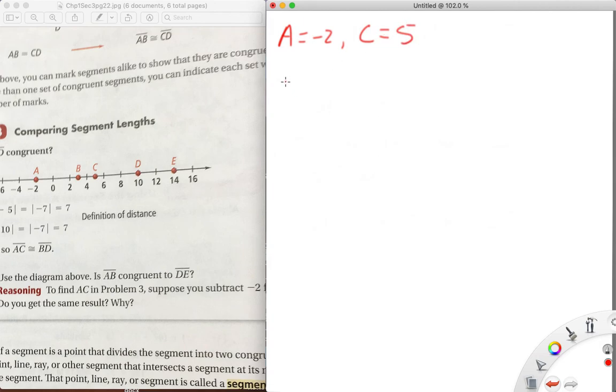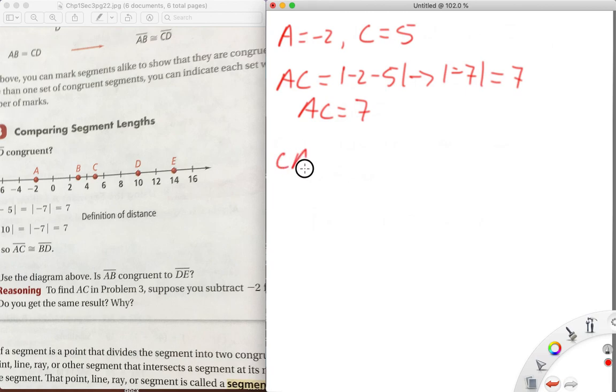So what if I was to get the distance of AC, right? Just like we did before, it would be -2 minus 5, which is -7, absolute value, which equals 7. So the distance of AC is 7. But what if I was to reverse the order? What if I could find the distance of CA? Will I still get 7?